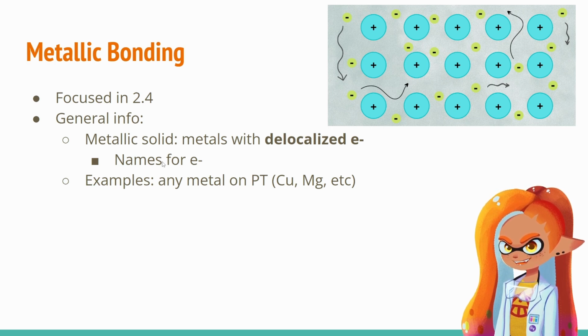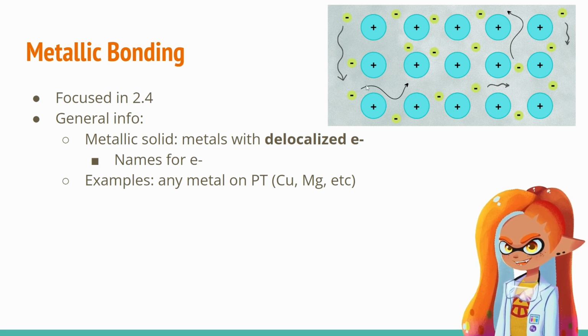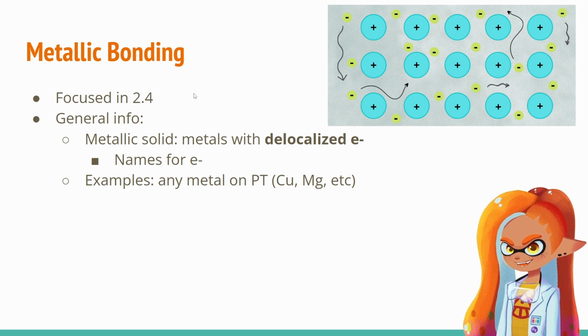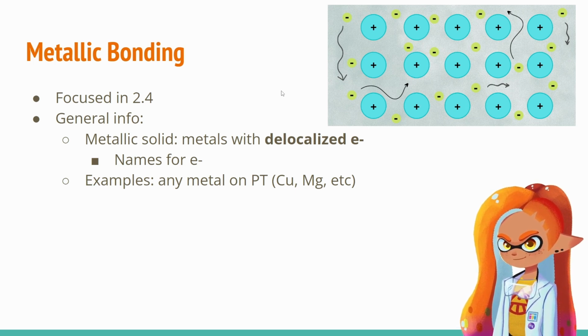You can also have different names for these electrons. For example, you might hear sea of electrons or cloud of electrons. Those are all used interchangeably to mention these delocalized electrons, but this is the fanciest way of saying it. Some examples are literally metals on a periodic table. So you can name any of them, like copper by itself or magnesium by itself. We'll again talk more in 2.4 about more details on that, but for now that's what we're going to do. Now, because these electrons can flow, metallic stuff is very good at conducting because, again, if electrons are flowing, that means electricity can go. So it's going to be a very, very good conductor.